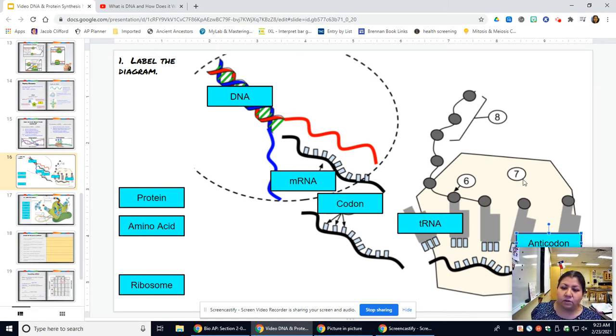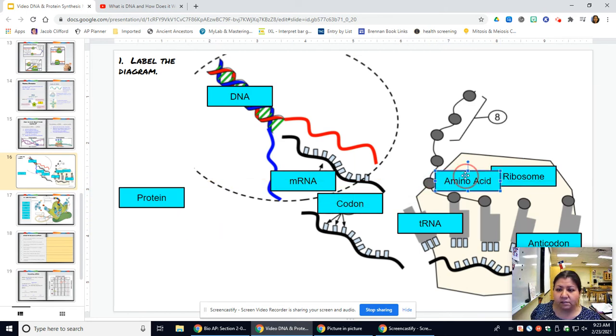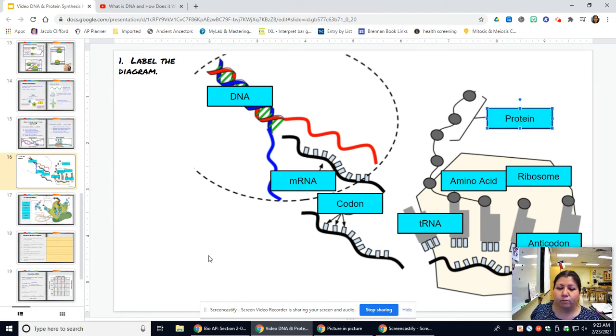This beige looking thing I know is my ribosome. And my little dark balls are my amino acids. I'm going to move this around. There we go. These are my amino acids. And lastly, my amino acids will be assembled into a protein. If you're looking at the video, that's going to make that baboon butt. It makes just about everything that's a protein. So this is one diagram to help you figure out what goes where.